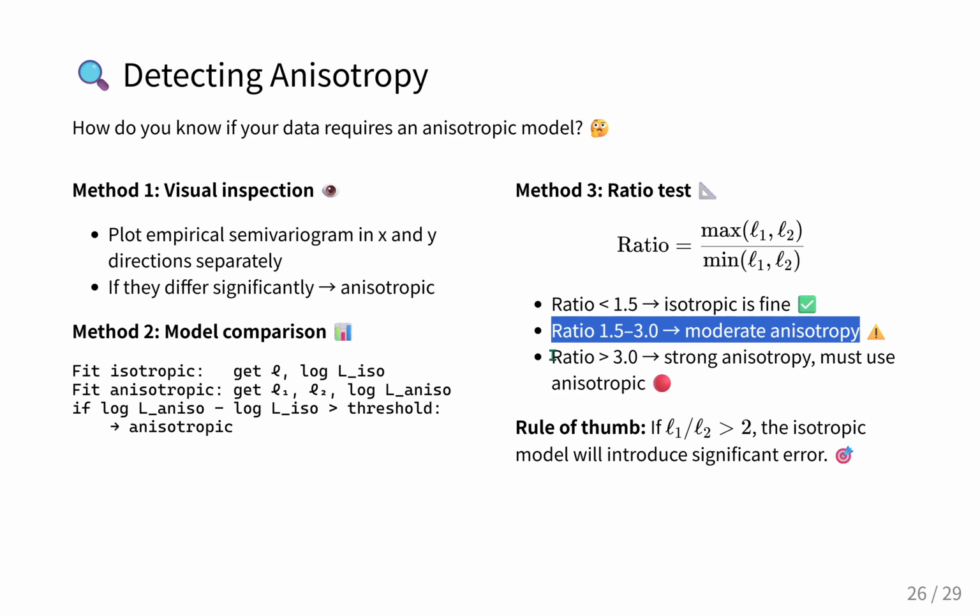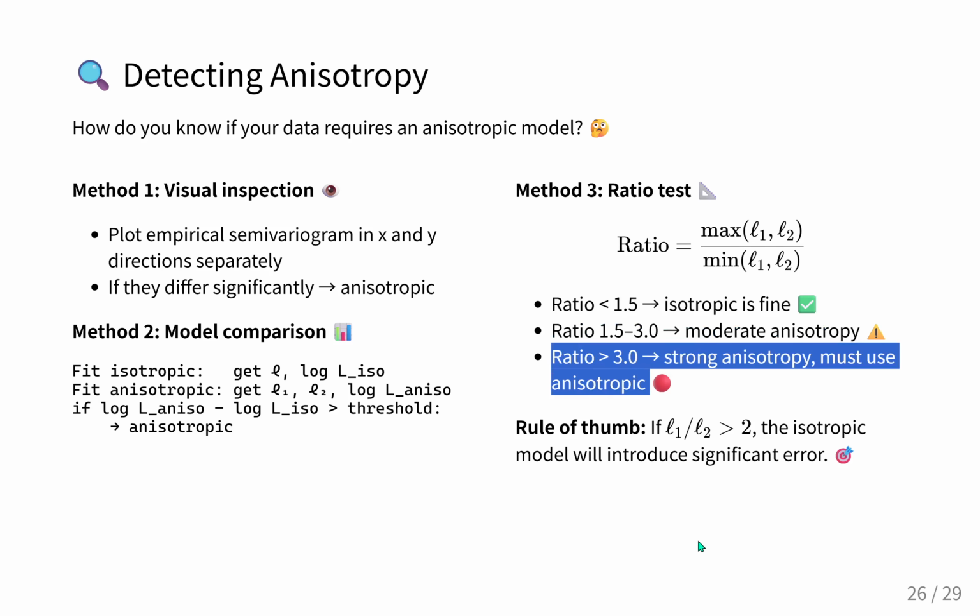And anything over 3.0 means strong anisotropy. You absolutely must use the Gaussian process regression upgrade, or your yield will suffer catastrophically.